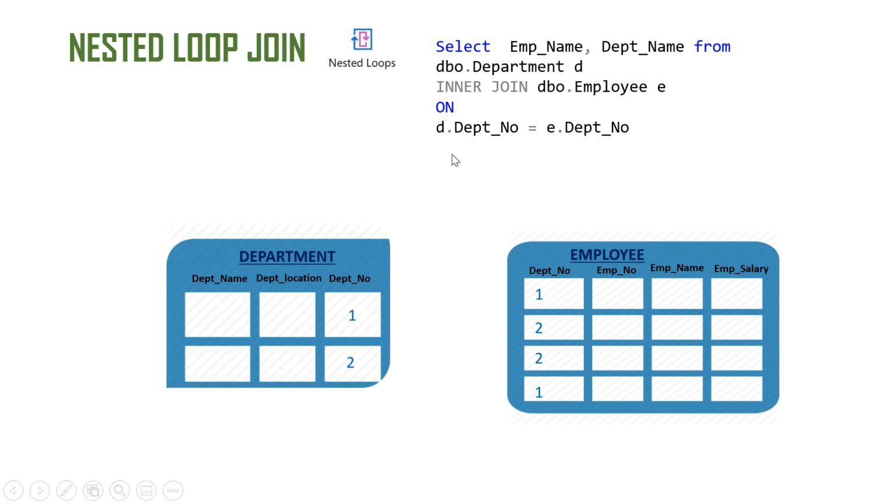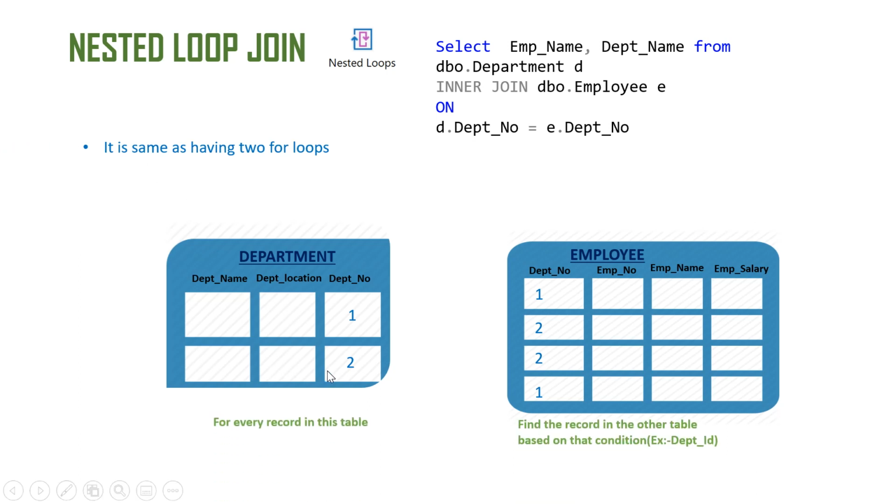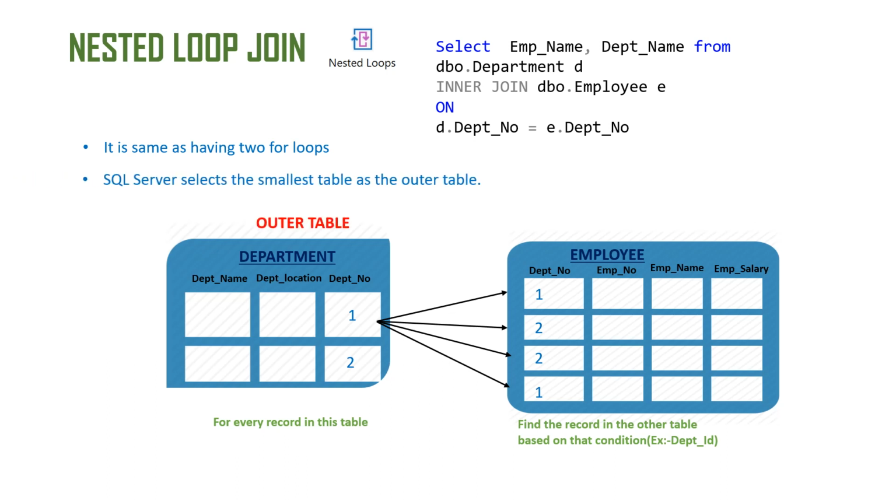What happens here is the nested loop is similar to having two for loops. For every record in this table, it's going to find a record in the other table based on that condition. So here it checks department 1 matches to row 1, 2, 3, 4, 5, and so on. In the nested loop, we have a concept of inner and outer tables, wherein the smaller table is called the outer table and the bigger table is called the inner table.